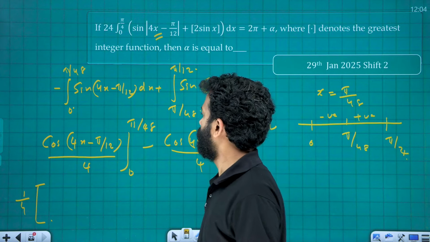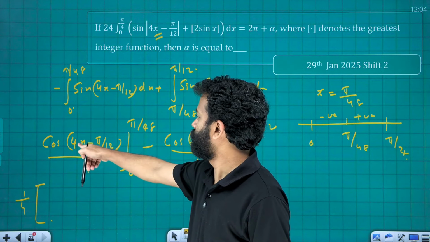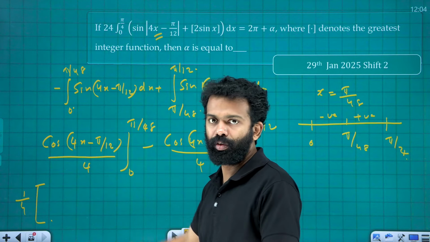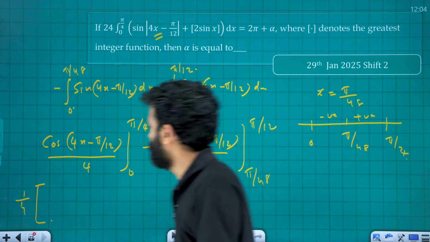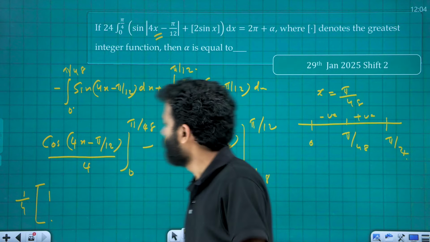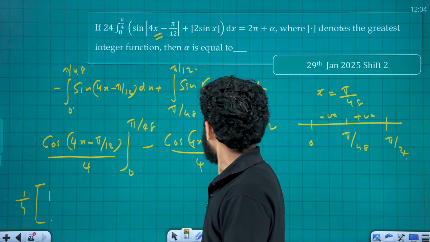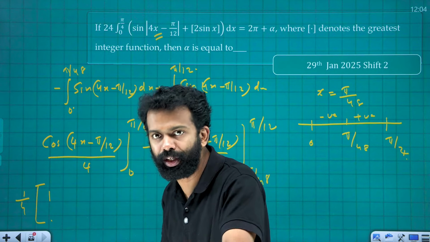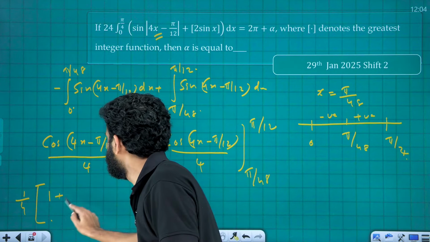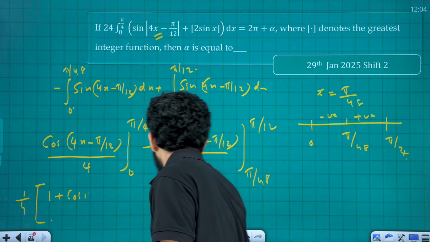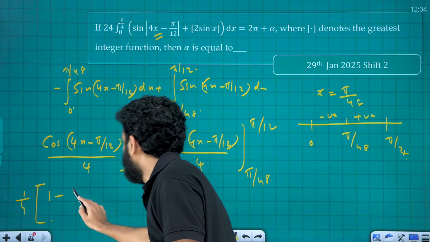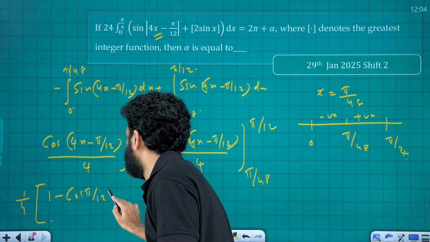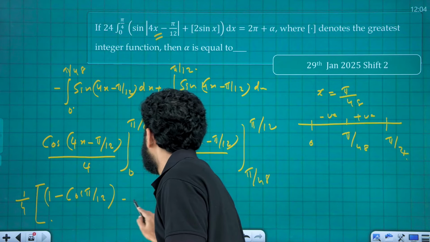first you substitute pi by 48. Pi by 48 means cos 4 into pi by 48, that is pi by 12. Pi by 12 minus pi by 12 is 0, that is cos 0, that is 1. Okay, 1. Minus, if you substitute 0 over here, you will get cos of minus pi by 12, that is plus cos pi by 12. Sorry, minus cos pi by 12. Cos of minus pi by 12 is cos pi by 12 itself. Okay, that's done. Next one.